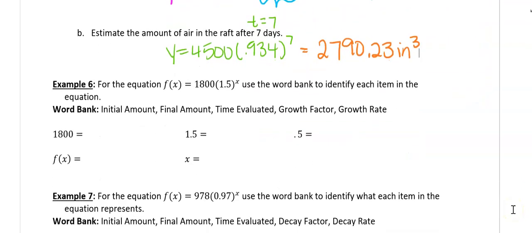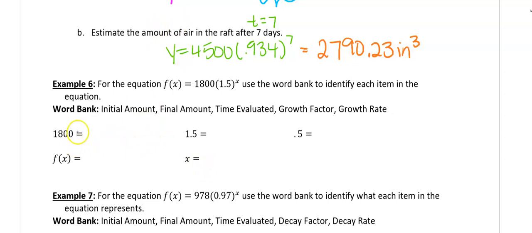Okay. Our last one, I really like example 6 and example 7 because it's asking y'all to just interpret the information. Tell me what this means in here. And I do think it brings out a nice reminder of what some of this stuff means. So we have the equation f of x equals 1800 times 1.5 to the x. So it wants us to identify these words: the initial amount, the final amount, the time evaluated, the growth factor, and the growth rate. So the growth rate's just a little bit different, like where you're doing all the math here.